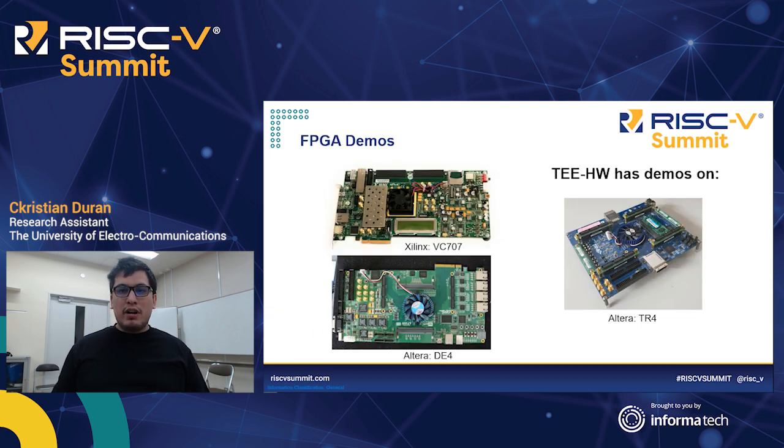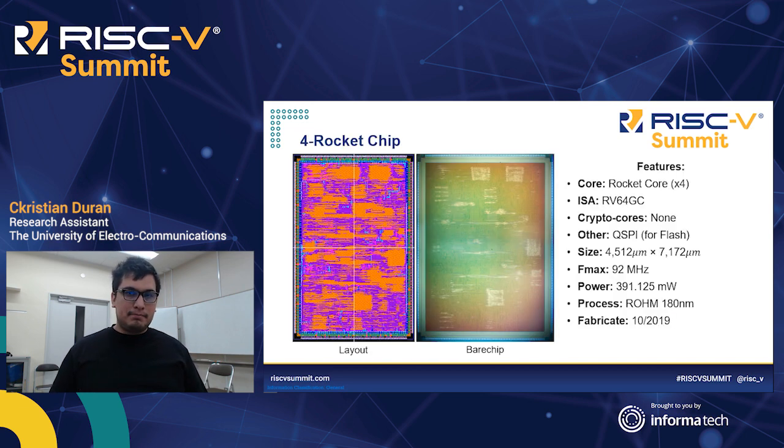Now, you can replicate the demos for now on these three FPGA boards. The TEE hardware running Keystone and Linux is implemented inside the Altera TR4 and the DE4, and also in the Kintex VC707. The demonstration included the elaboration of the root of trust in a zero-stage bootloader and the procedure of hashing and signature of the Linux to run.